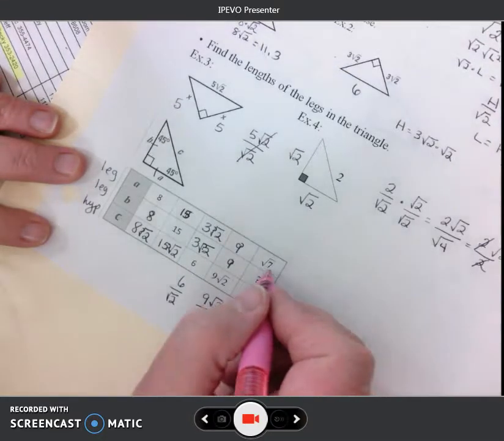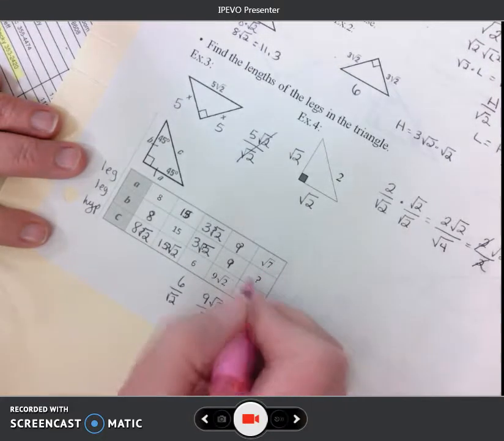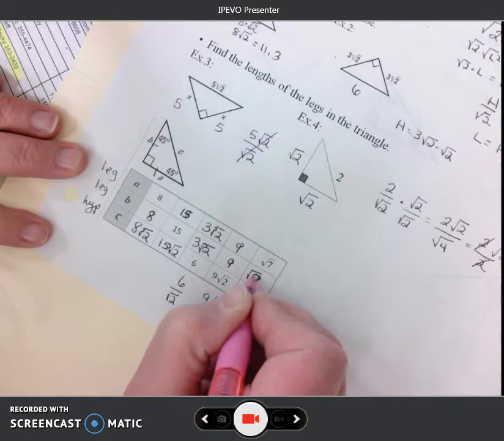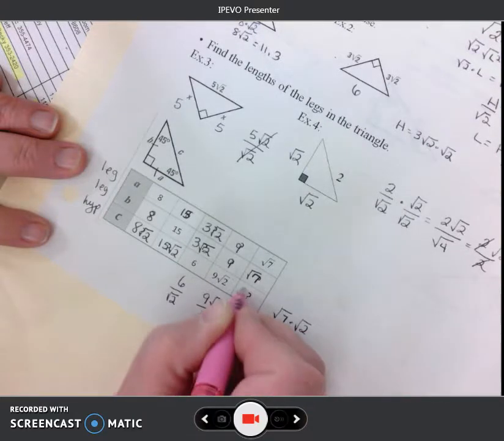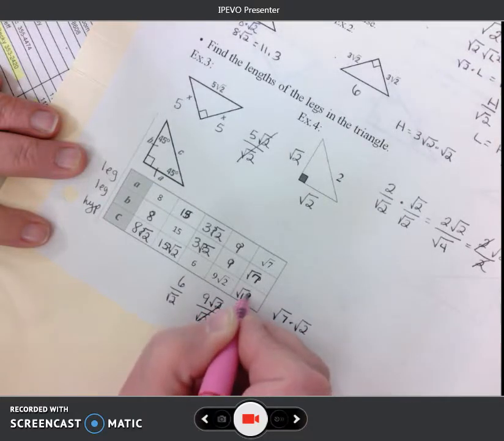In my last column, one of the legs is the square root of 7, which makes the other leg the square root of 7. The hypotenuse will be the square root of 7 times the square root of 2, which will be the square root of 14.